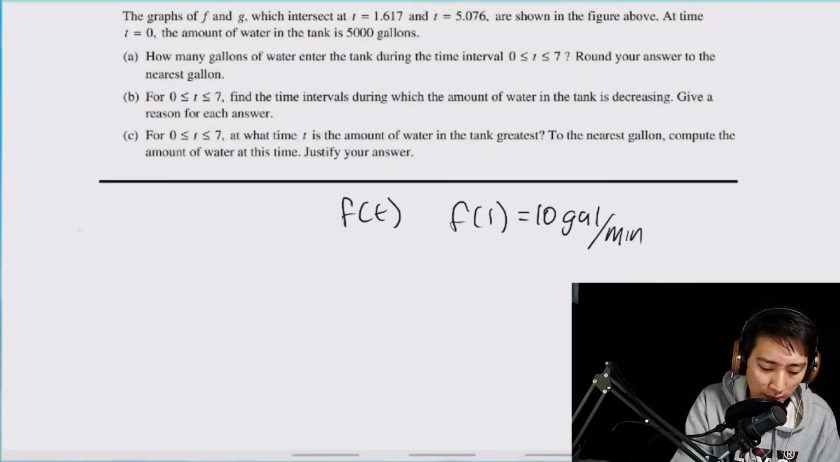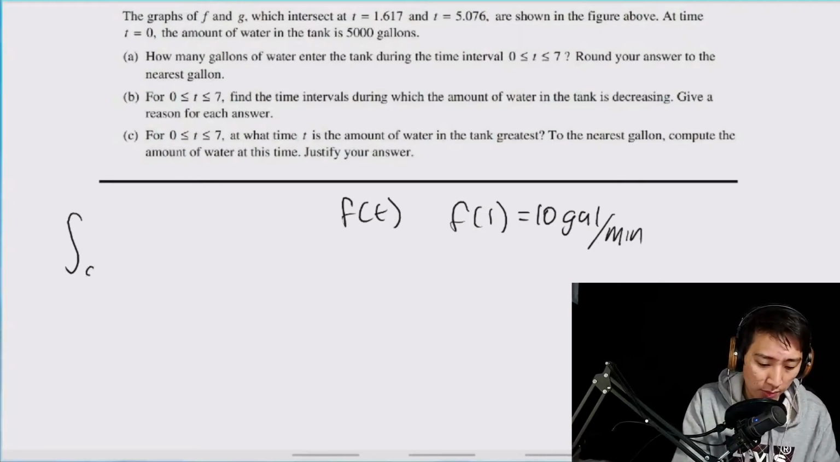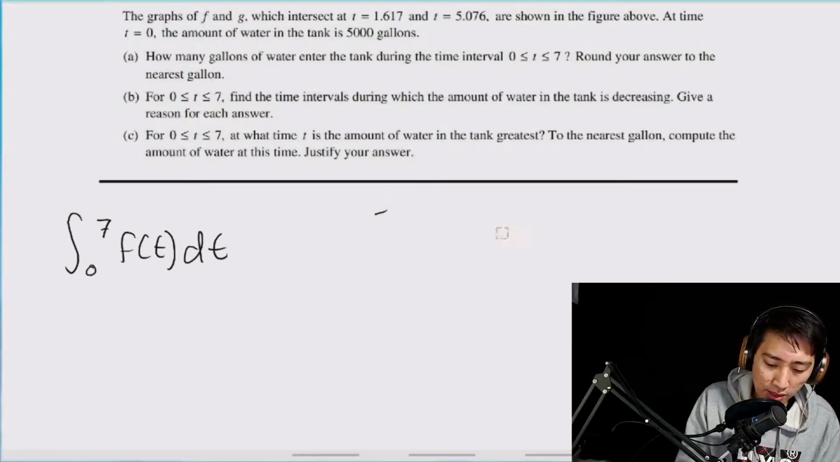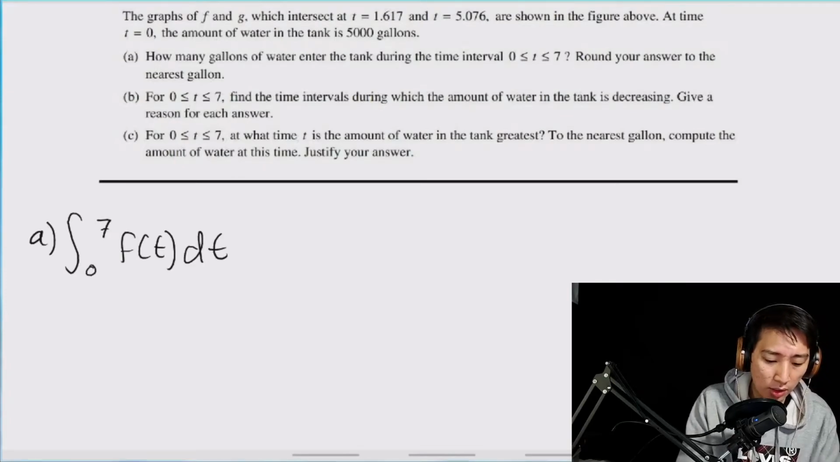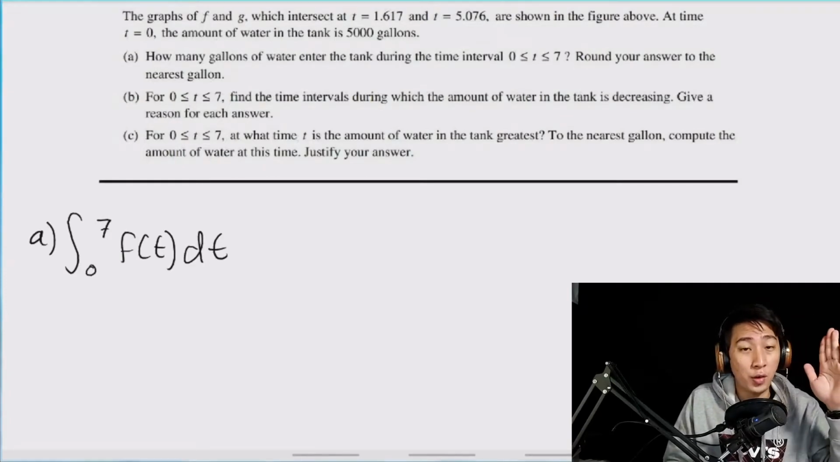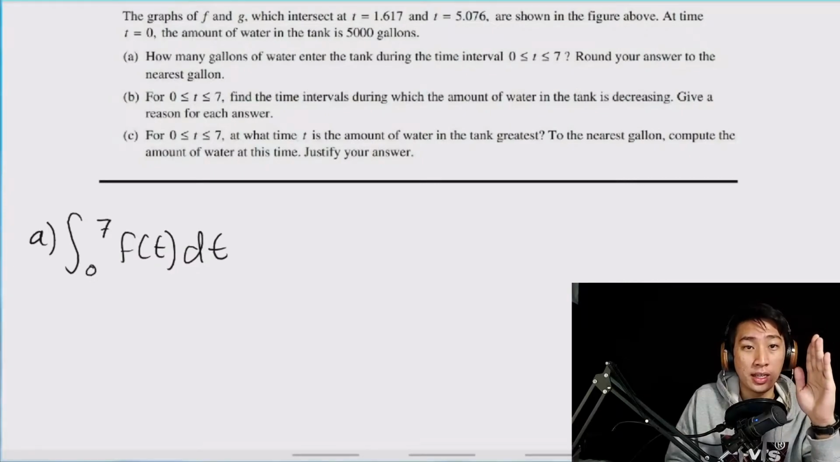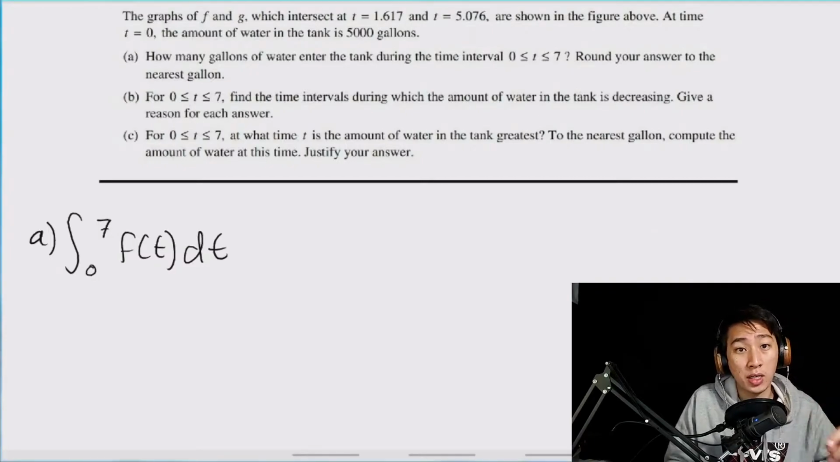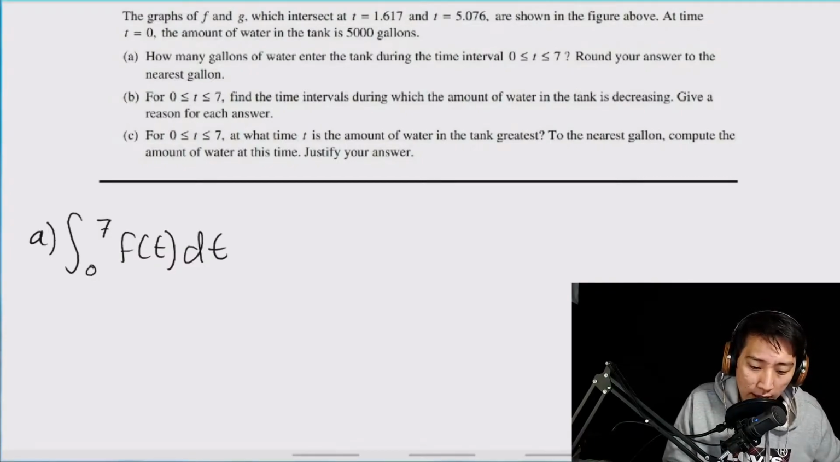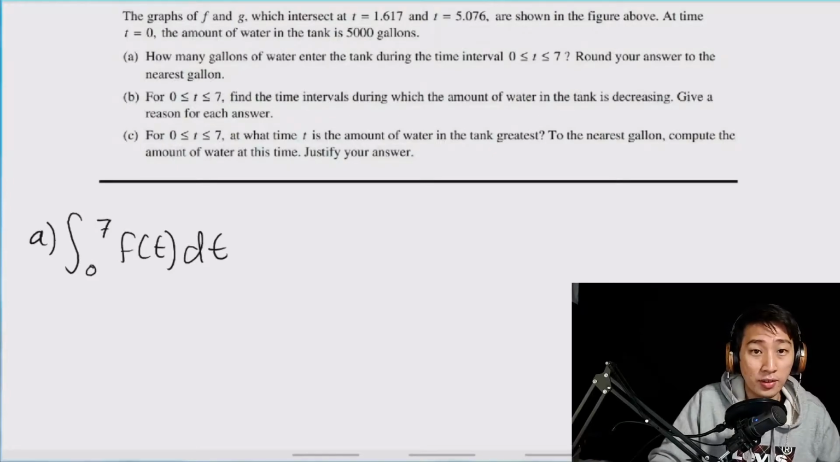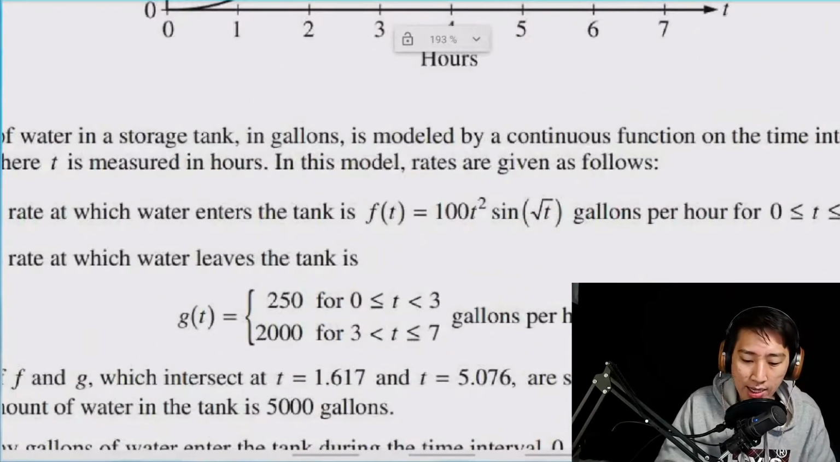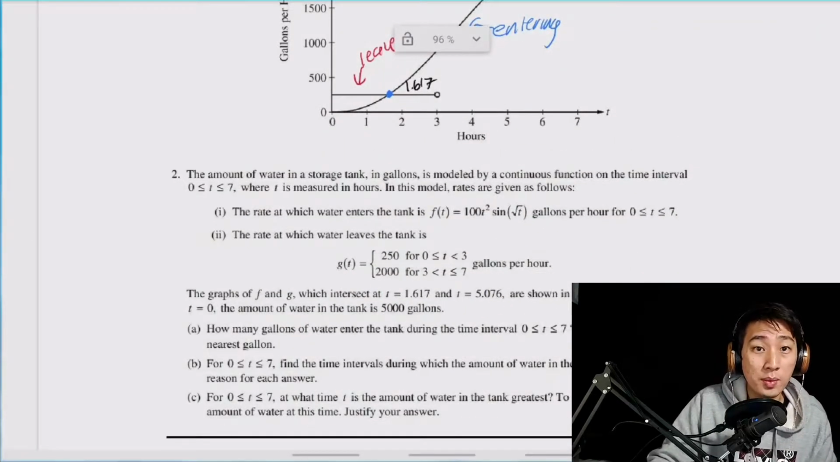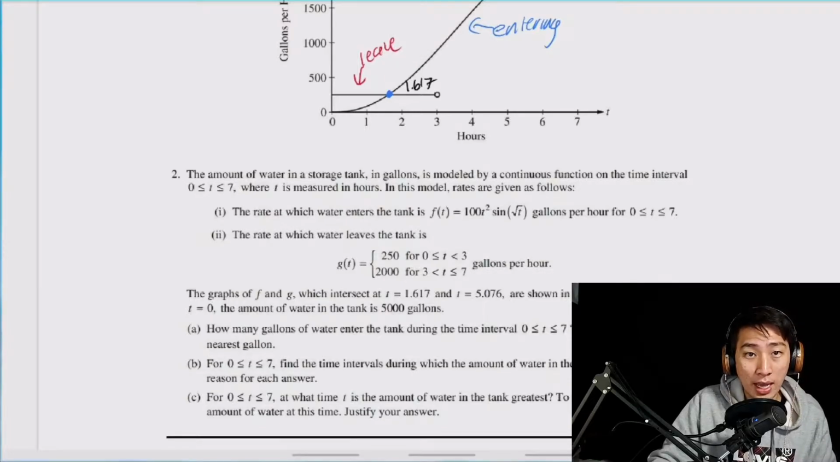So when I integrate, I'm going to say the integral from 0 to 7 of f of t dt. This is going to tell me the amount of water that came in at every moment, at hour 0.1, 0.2, 0.3, and so on. This tells me how much water came in during that time, how many gallons of water entered the tank, so that's what we're looking for. I'm going to plug this into my calculator. f of t is given as 100t squared sine square root of t. I'll plug that in and be right back.